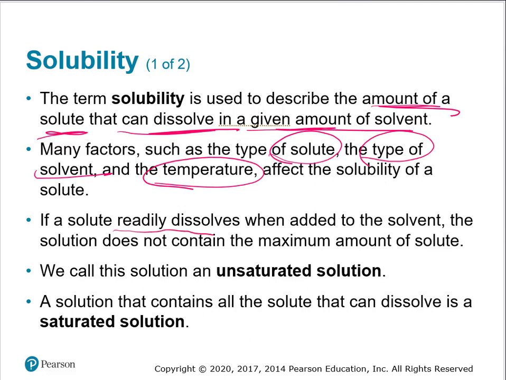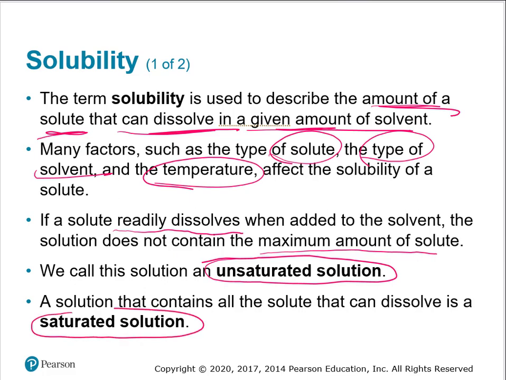If a solute readily dissolves when added to the solvent, the solution does not contain the maximum amount of solute. We call this an unsaturated solution. A solution that contains all the solute that can dissolve is called a saturated solution. If I put, let's say, a teaspoon of salt into a large cup of water, and I stir and that salt just dissolves, piece of cake. It's unsaturated. But let's say I keep adding more salt and more salt, and it keeps dissolving until it gets to the point where it can't take any more salt. Then we have a saturated solution.